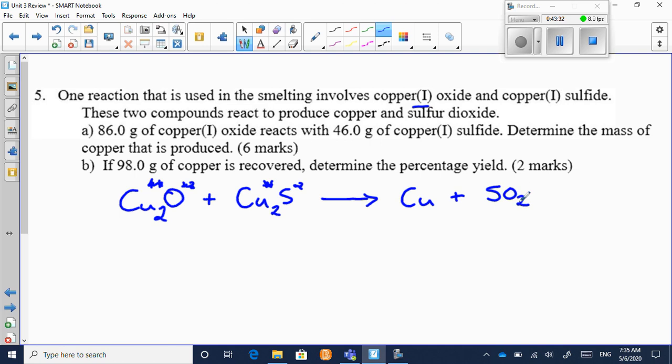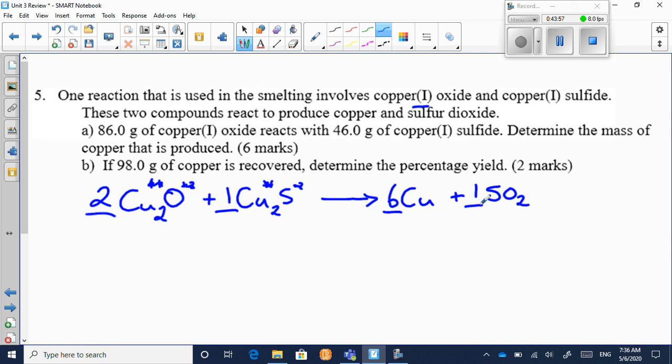Okay, let's balance it. I quickly look at this, and I need 2 oxygens over here, so I'm going to put a 2 out front here, and then that gives me 6 coppers, so I better put a 6 there. Oftentimes the balancing is pretty easy like that. So there's my balanced equation.